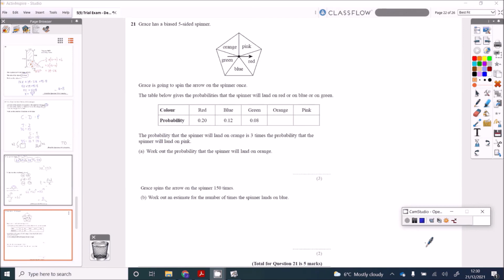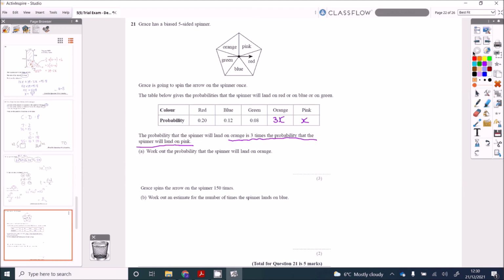Question 21. Work out the probability that the spinner will land on an orange. Now, we're told here that the probability of landing on orange is 3 times the probability of landing on pink. So if we take the pink one, the smaller one, and call that x, then the chance of landing on the orange one is 3 times as big, so that's 3x. Now, what must all the probabilities add up to? They must add up to certainty, which is a whole, which is 1.